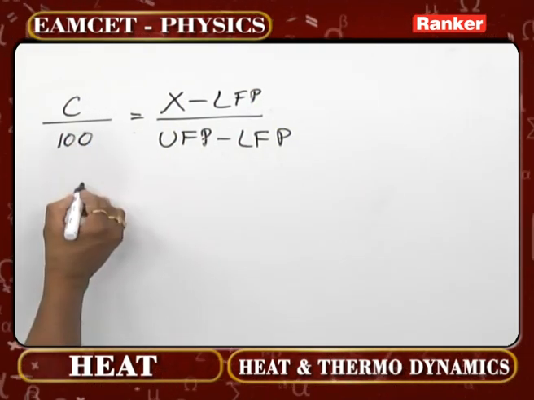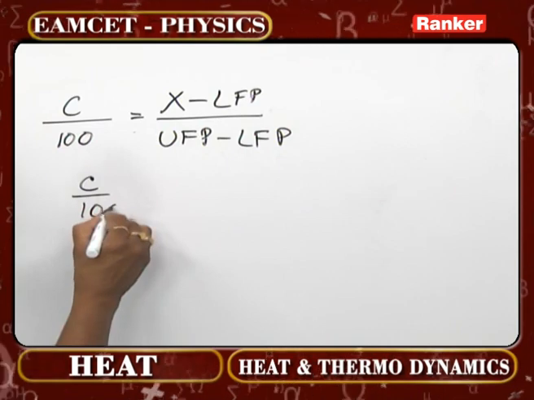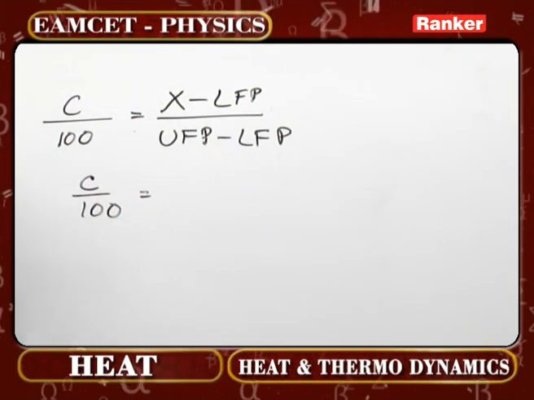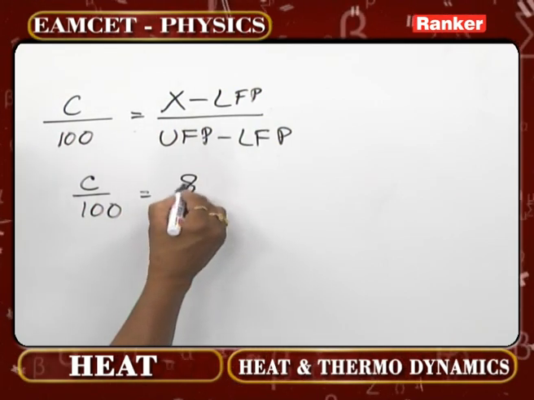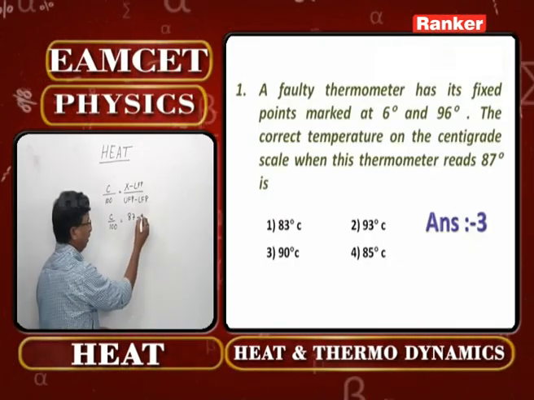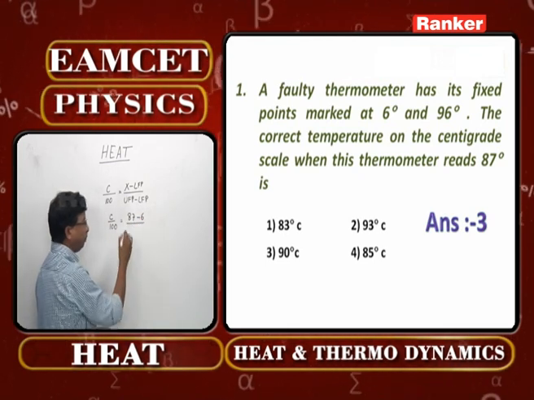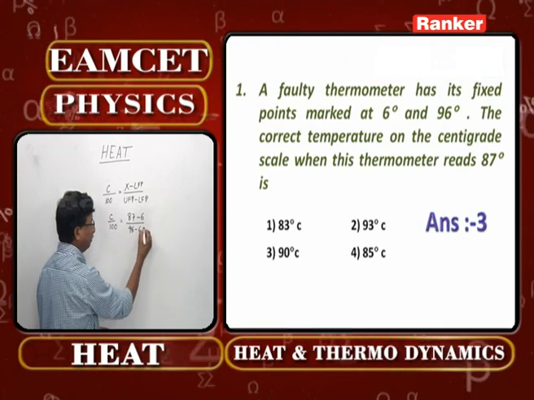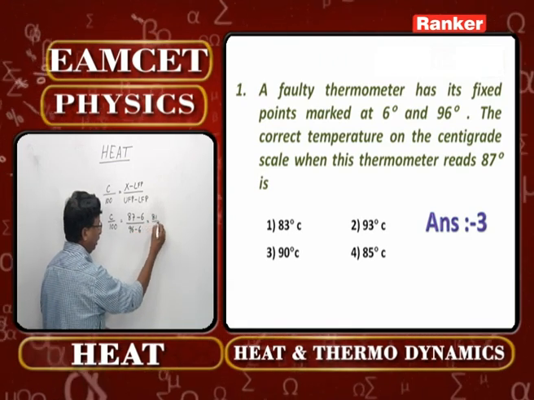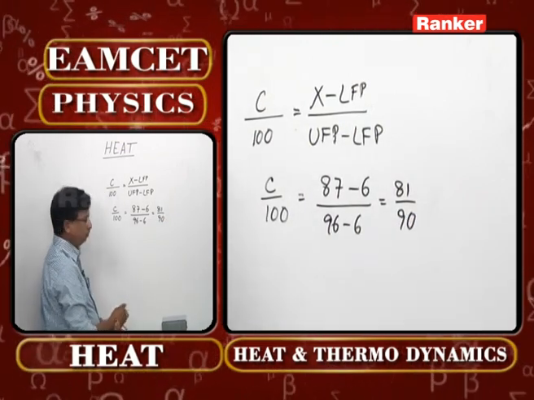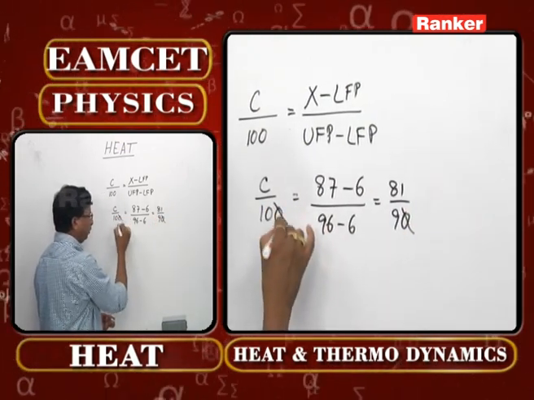Then how to write this value? C by 100 you take it as it is, no change in that. And x is given how much in the problem? It is given 87, fine. What is the lower fixed point? The upper fixed point is 96 and the lower fixed point is given as 6. Then you can write 81 divided by 90. That is actually the concept. Now cut this 0 and this 0 please.